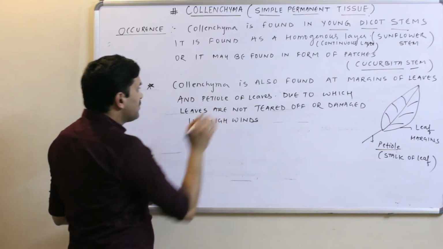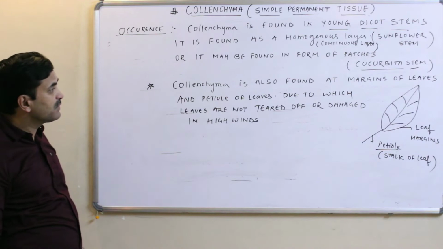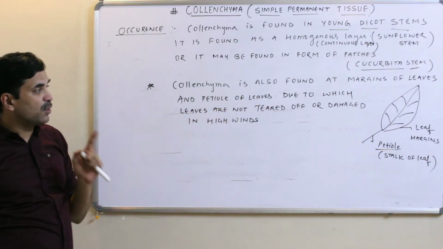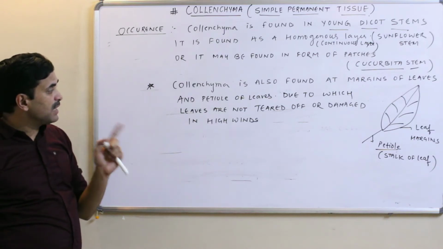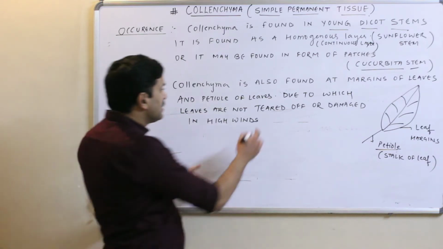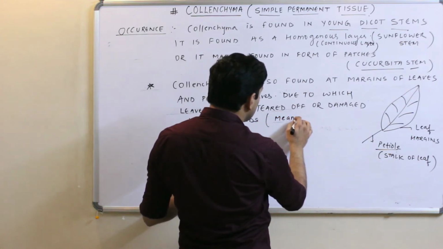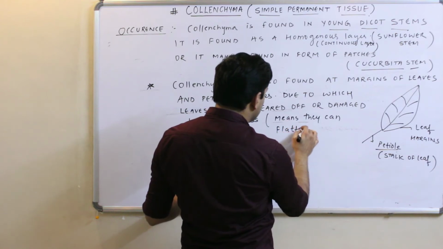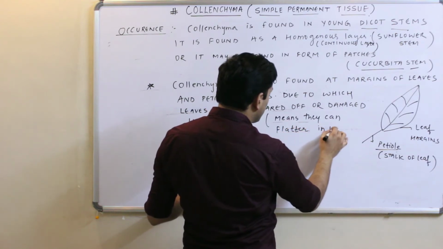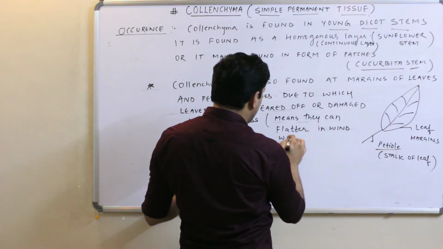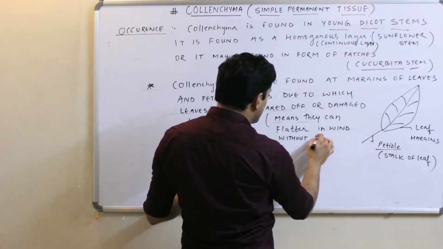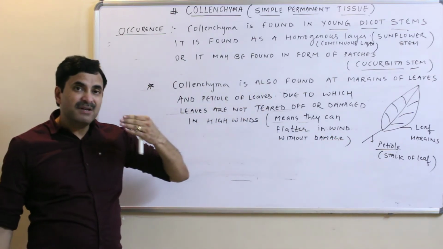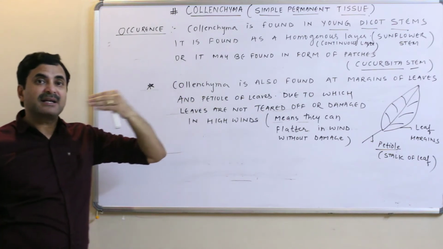Are you getting? It means collenchyma is also found at the margins of the leaves as well as in the petiole of the leaves, due to which leaves are not torn off or damaged in high winds. Means they can flutter in wind without damage. Are you getting?